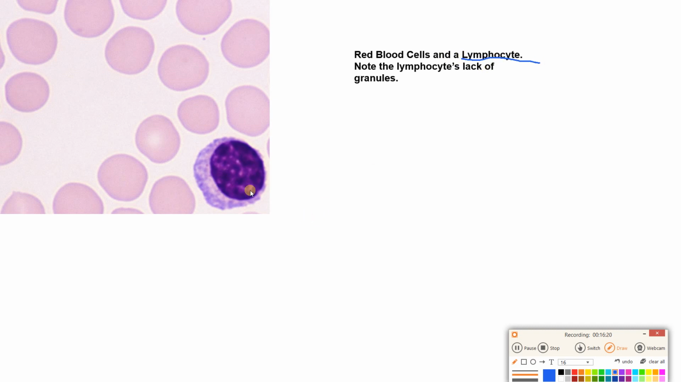Lymphocytes usually have nice looking nuclei, like beautiful roundish nuclei. Often kind of like light colored, like a thin rim, like a crescent of cytoplasm. There's actually two major kinds of lymphocytes. There's T's and B's. B lymphocytes make these immune proteins called antibodies. We'll talk more about antibodies in our next lab when we talk about blood typing.